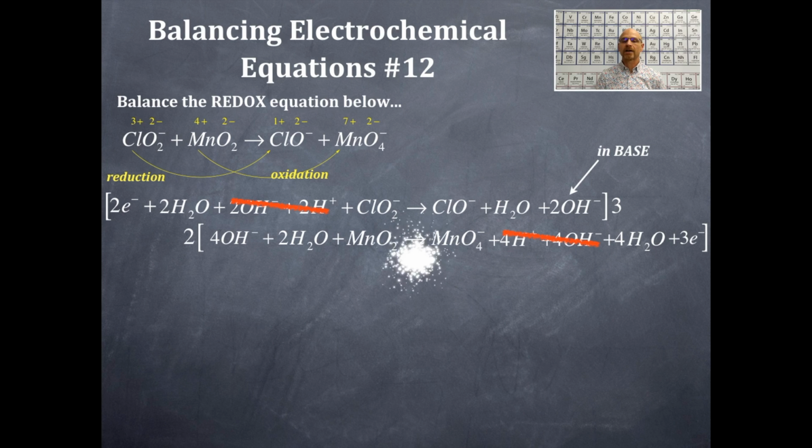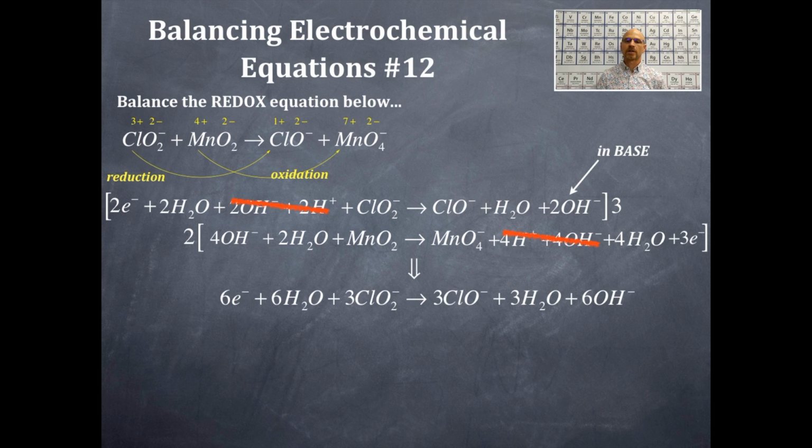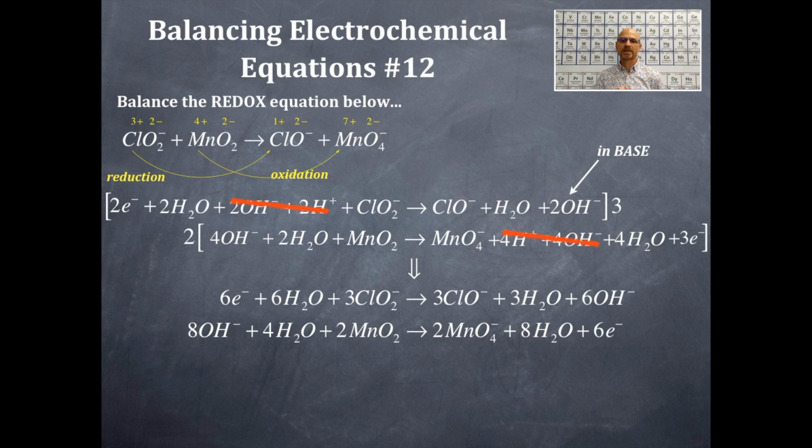So I'm going to draw this arrow, drop it down, and I'm going to distribute that 3 over everything in the reduction half reaction and distribute the 2 over everything in the oxidation half reaction. So there is my reduction half reaction. Here is my oxidation half reaction. And just as a little reminder, I have kept my division line, that is the arrow, between the reactants and the products in a vertical line, and that way you can separate them out easily.